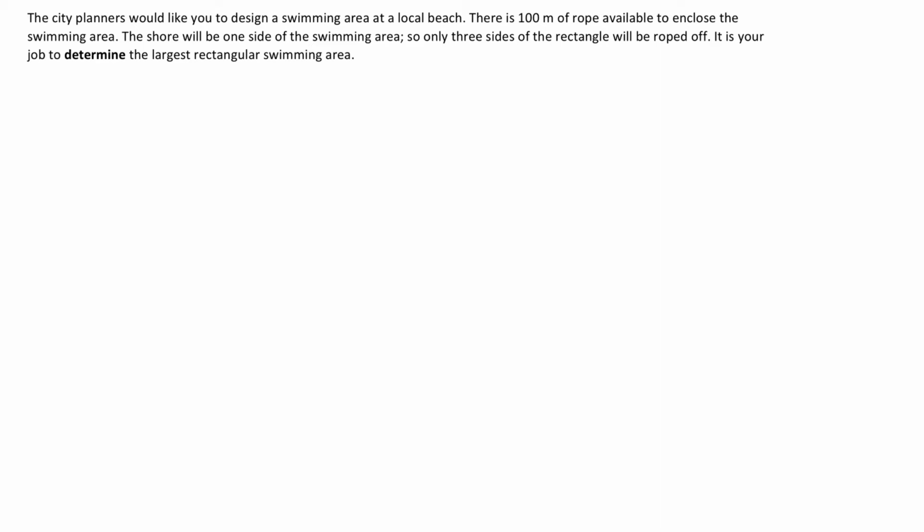The first step is to draw out the situation. In this situation, this is the shore, and we're trying to rope off the swimming area. And this is going to be our swimming area. It's going to have a length, and it's going to have a width. And then once we have drawn it, we say what we're trying to achieve. We are trying to maximize area.